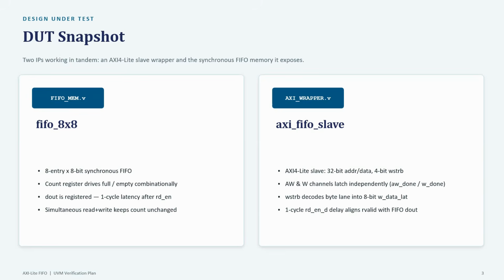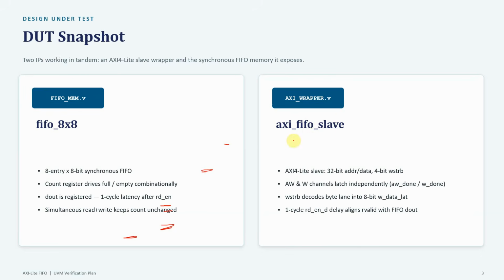One is FIFO memory, which is basically an 8 cross 8 synchronous FIFO, and it is going to have count registers, and it is going to drive full or empty depending upon the conditions, and it is going to register D out with 1 cycle latency after read enable. Obviously, after you provide read enable, it is going to provide the D out after 1 cycle, and simultaneous read plus write keeps the count unchanged.